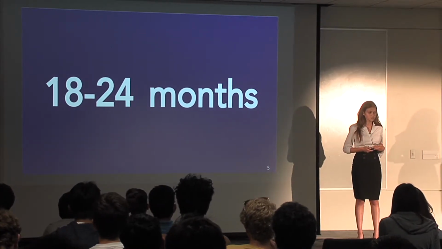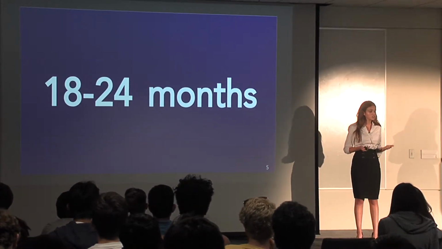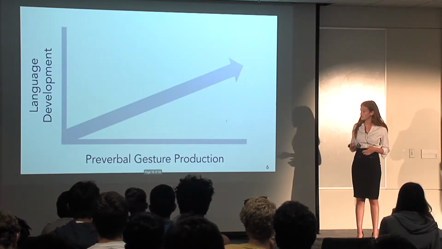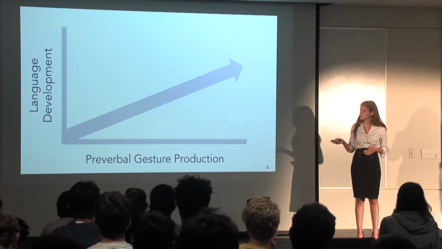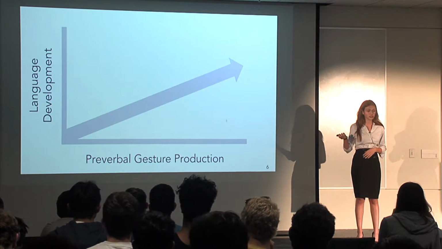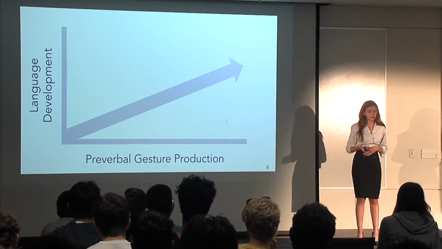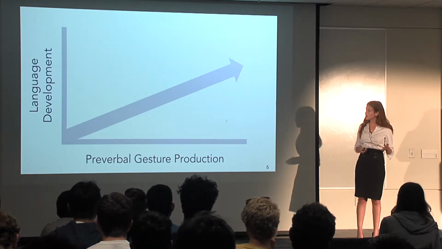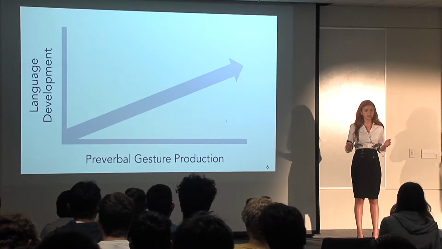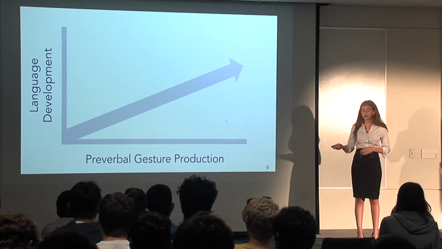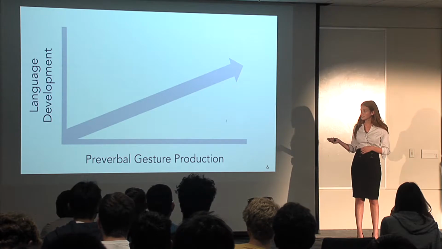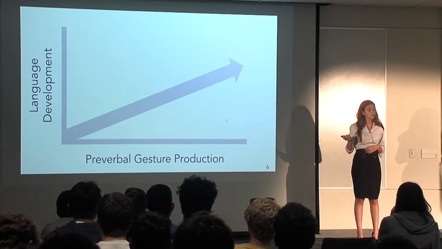However, research has also shown that there is a correlation between pre-verbal gesture production and language development later in a child's life. And we've seen studies in both typically developing children and children with ASD that show as pre-verbal gesture production increases, their language development will be more proficient later on in their life.